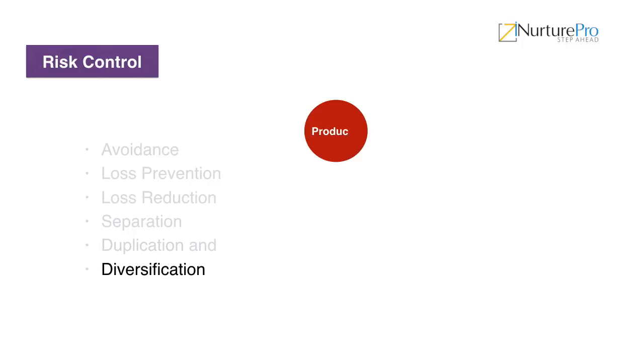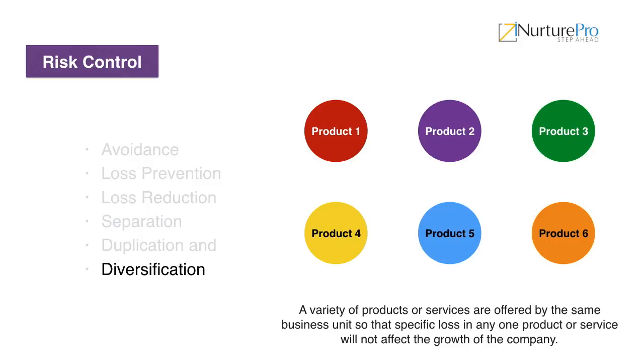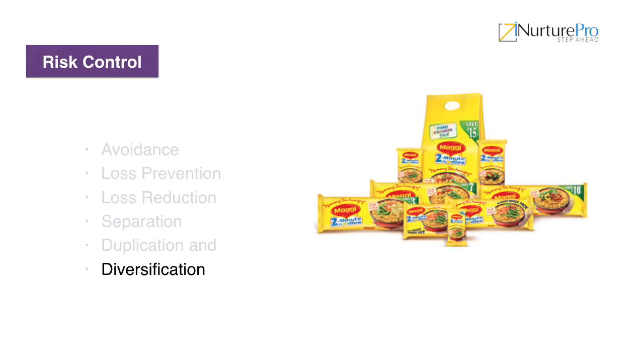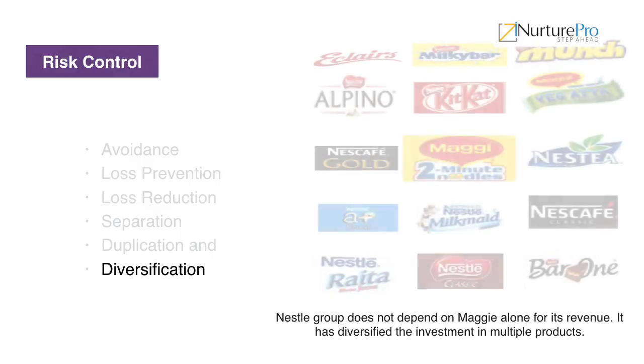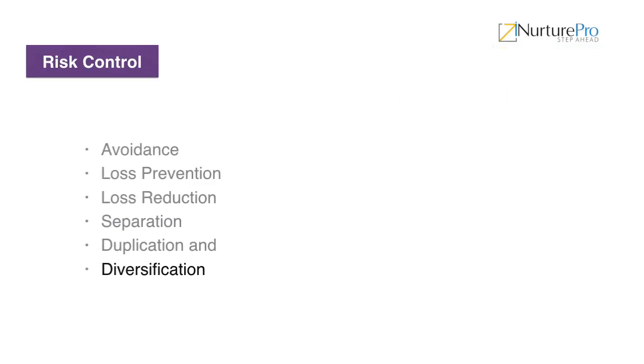Diversification. In this risk control technique, a variety of products or services are offered by the same business unit so that a specific loss in any one product or service will not affect the growth of the company. For example, a recent ban on Maggi did not affect the Nestlé Group of companies. This is because Nestlé Group does not depend on Maggi alone for its revenue. It has diversified the investment in multiple products so that even when one product faces loss, the others will help ensure cash flow. So these were the effective risk control techniques used commonly across the globe.